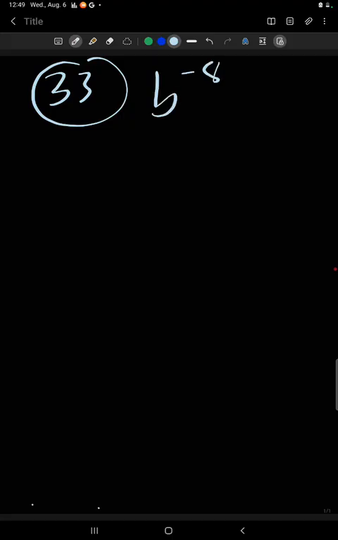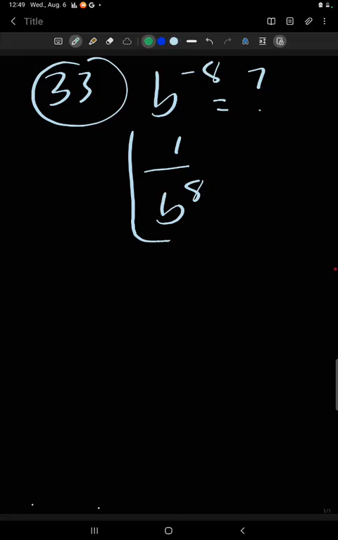Okay, so problem 33 is given as simply b to the negative 8th power. How do you solve that? It becomes 1 over b to the 8th power. That's our answer.